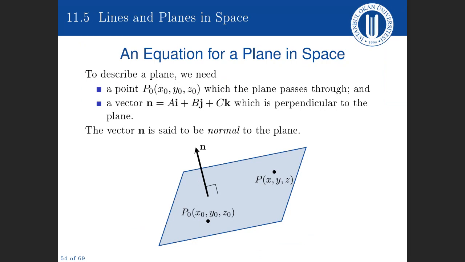Let's move on to planes. This chapter is about lines and planes. So far we've been talking about lines. We also need to talk about planes. Imagine we have a plane in space. To describe this, we need two things. We need a point on the plane, let's call this P0, and we need a vector which is perpendicular to the plane. We'll call this vector n. We say that the vector n is normal to the plane.